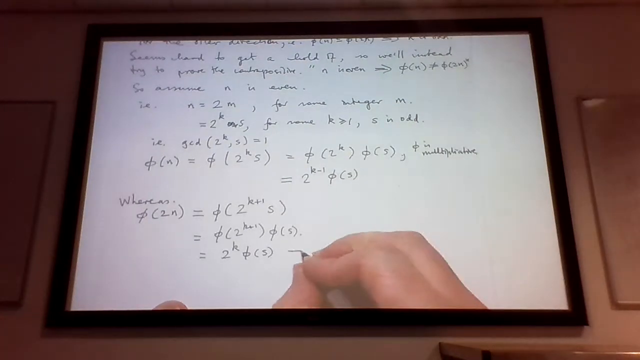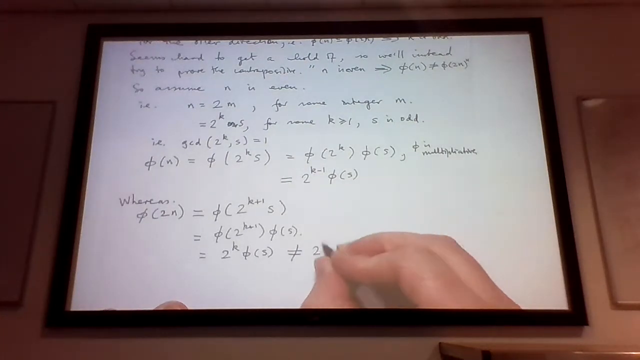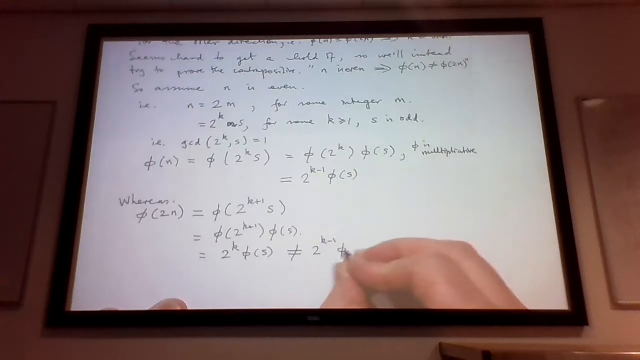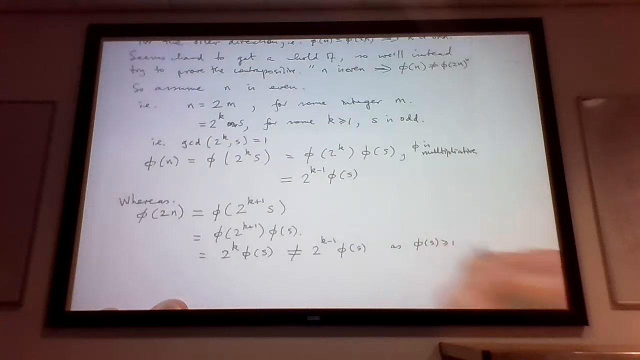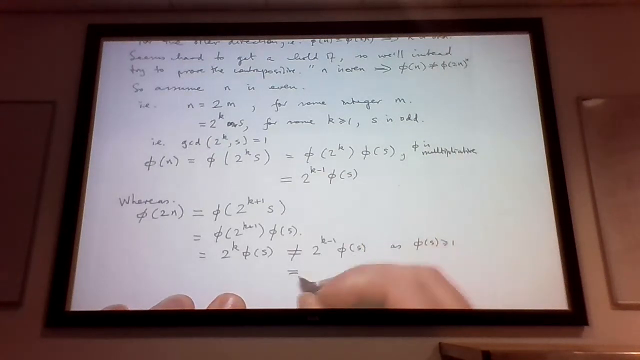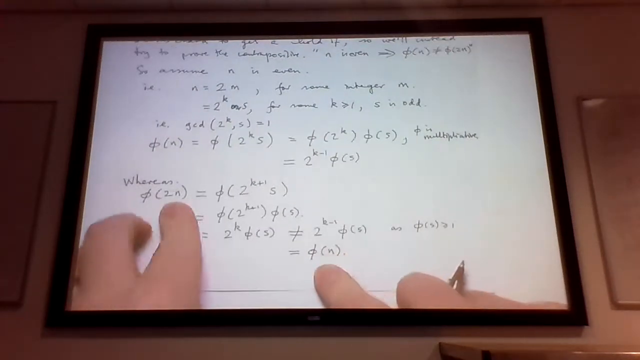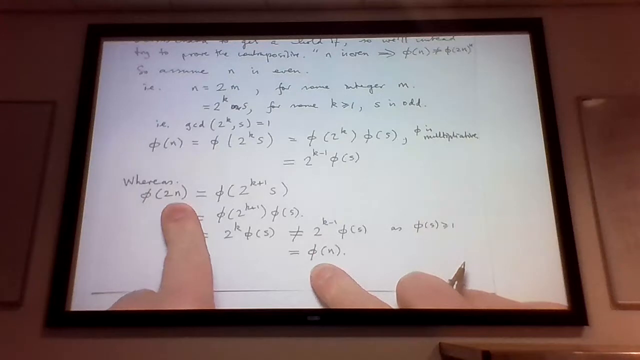So this is certainly not equal to 2 to the k minus 1 times phi of s, as phi of s is bigger than or equal to 1, and this is equal to phi of n. So phi of 2n is not the same as phi of n. That's what was required.